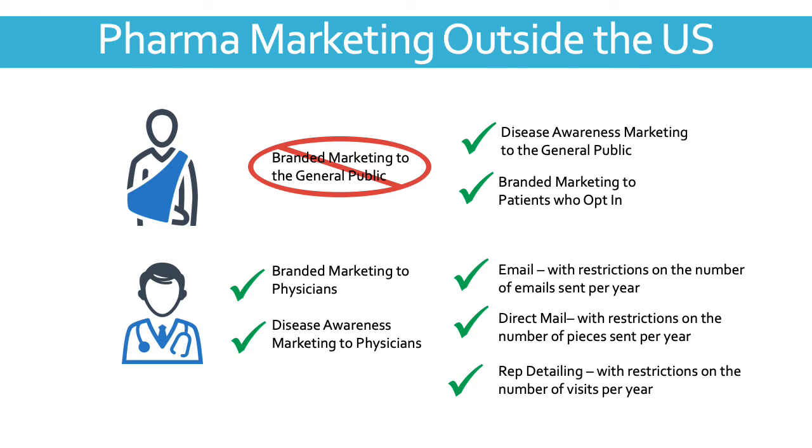So the main rule is that in most countries, it's acceptable to promote disease awareness to the general public. That's called unbranded advertising. So websites, television ads, your digital marketing, all focused on helping patients learn about the condition, encouraging them to ask their doctor for more information, and then asking them to opt in for additional information and messages about a treatment. Once a patient opts in for those messages, then you can start sending the branded marketing, and you can send those through email and direct mail.